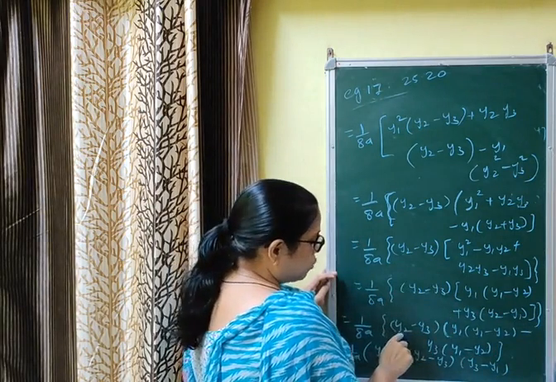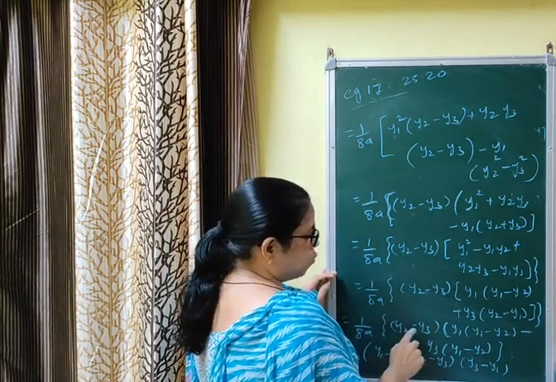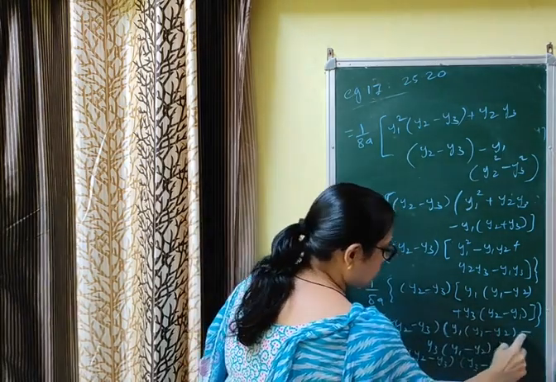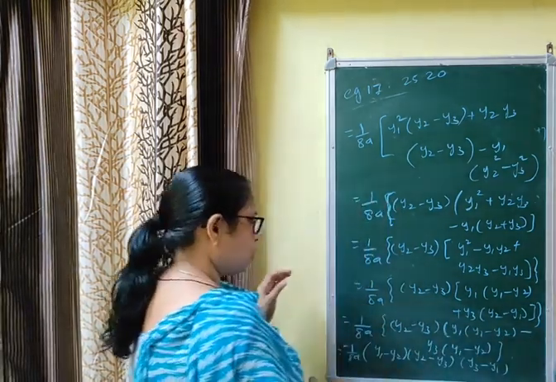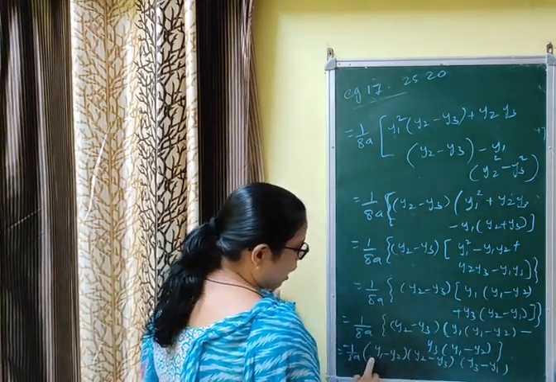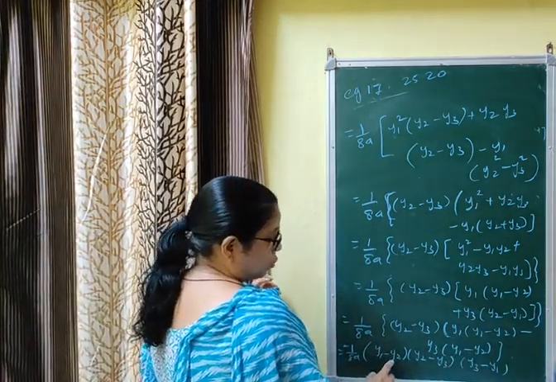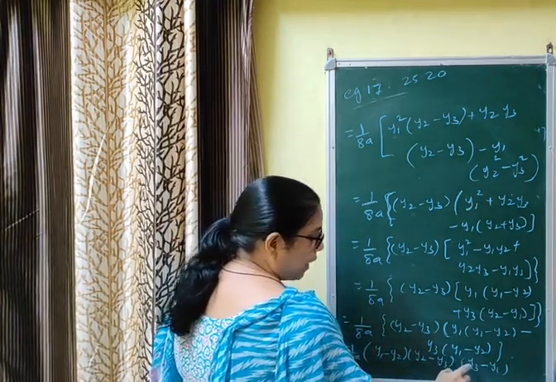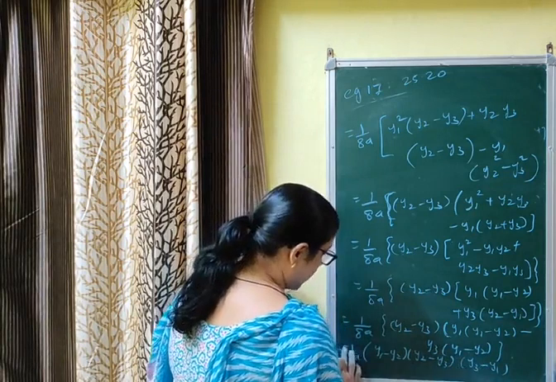That means 1/8a into (y2 minus y3) into [y1 into (y1 minus y2) minus y3 into (y1 minus y2)]. From these two terms you can again take (y1 minus y2) common, that is 1/8a into (y1 minus y2) into (y2 minus y3). I am writing it in order, into (y1 minus y3).